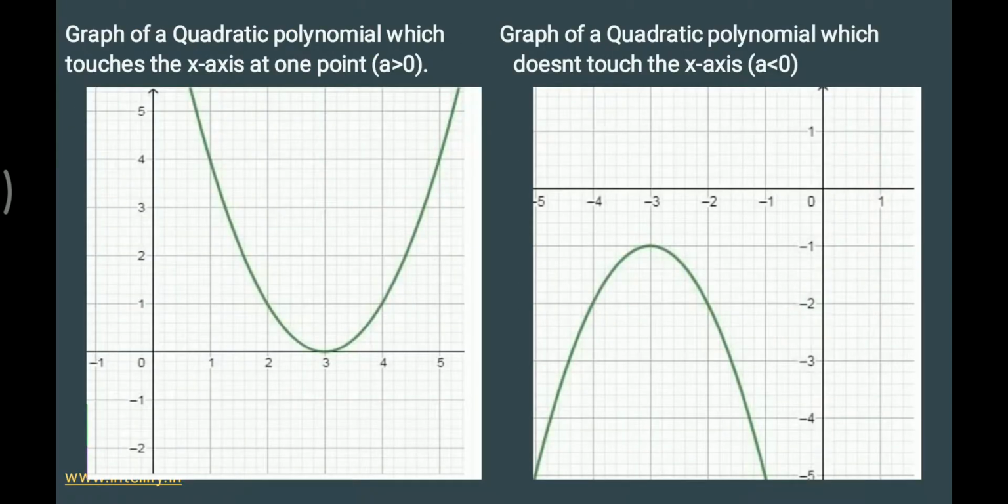And let's go to the next one. Graph of the polynomial which touches the x-axis at 1 point. Here we can see it touches at 3 only at 1 point. And graph of the quadratic polynomial which doesn't touch the x-axis. Here we can see in the next picture, it doesn't touch the x-axis and it is downwards.